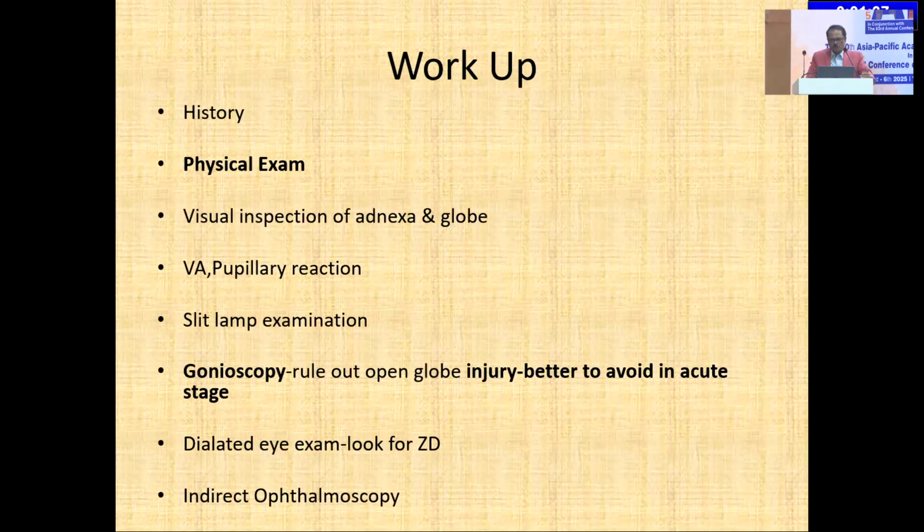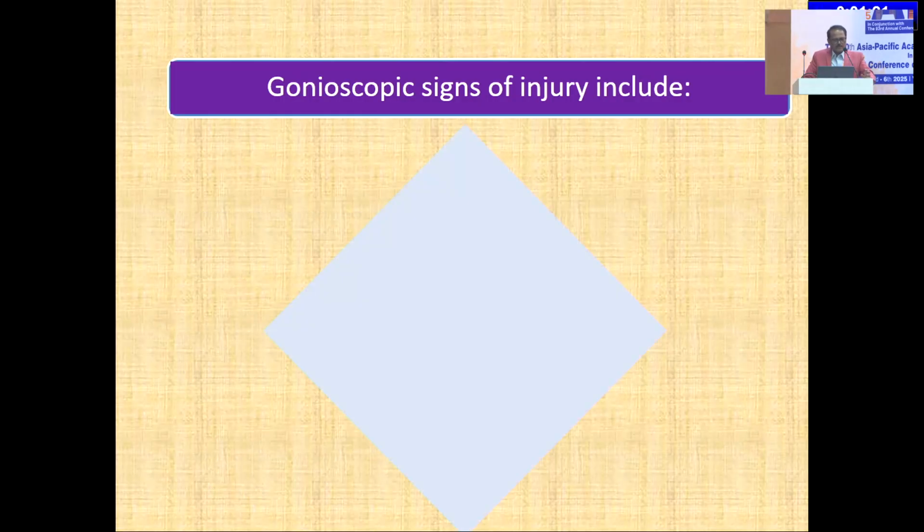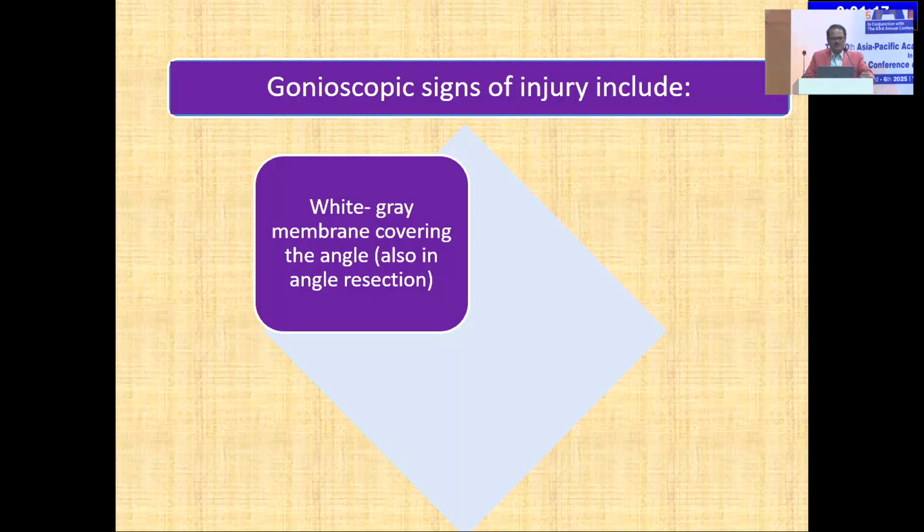So the workup: whenever you see any patient of glaucoma, take a thorough history and do the physical examination, just to rule out that the patient has not suffered any other organ disease. Then visual acuity and everything. Gonioscopy in the acute stage should not be done. It's better to wait some more time, say 1 week, before we do that, and look for zonular dehiscence. Indirect ophthalmoscopy must be done in all these patients.